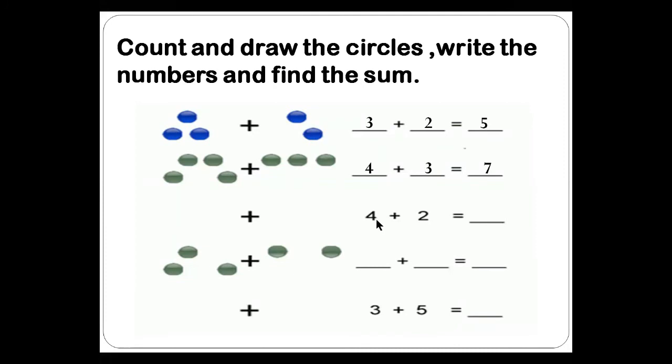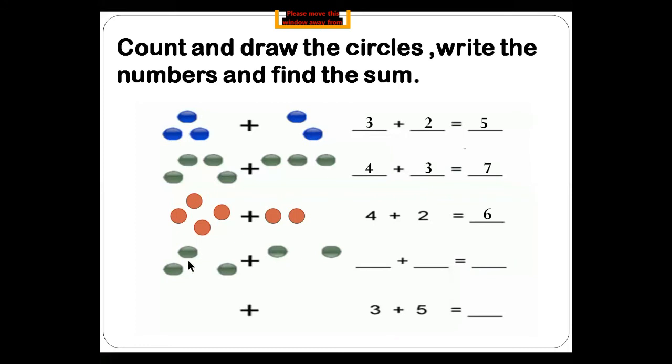Here the numbers are given to us, we have to draw the circles. First we have to draw the 4 circles. So let's draw 1, 2, 3, 4. Then we have to draw 2 circles. So 1, 2, we draw the 2 circles. 4 plus 2 equal to 6.